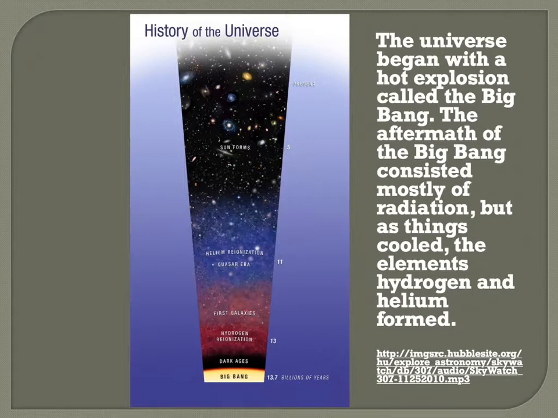Be really careful to not write everything down. I'll circle things that I feel you should write down. If you can see this little picture on the left, this is the beginning of the universe at the bottom, and where we're at today is towards the top. Basically, the universe began with a hot explosion called the Big Bang. The aftermath of the Big Bang consisted mostly of radiation, but as things cooled, the elements hydrogen and helium formed.